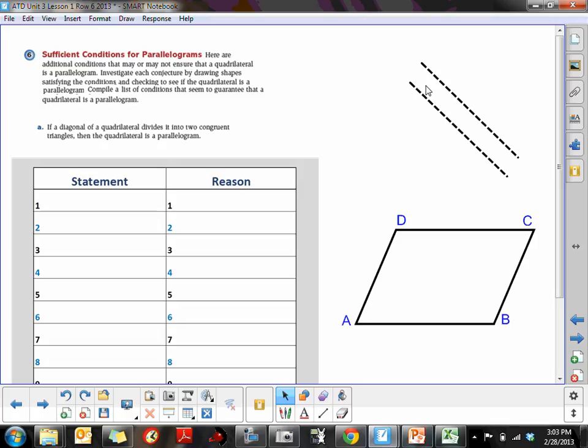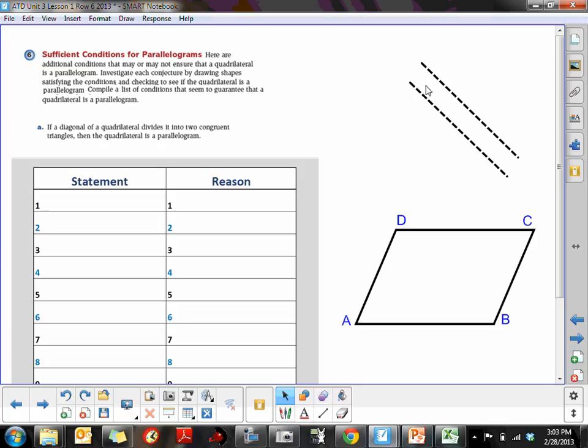So this is about what sufficient conditions allow us to verify that it is a parallelogram. The difference is, before, we knew it was a parallelogram and found some characteristics that had to be true about it. In this part of the investigation, we start with a quadrilateral. We don't know that it's a parallelogram. Are there some conditions that will verify and prove that it has to be a parallelogram?